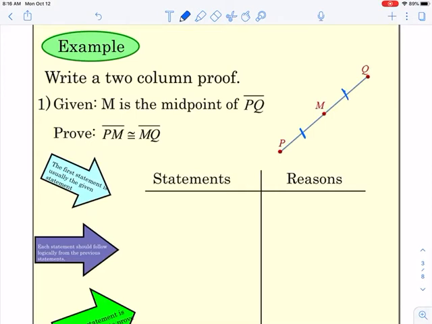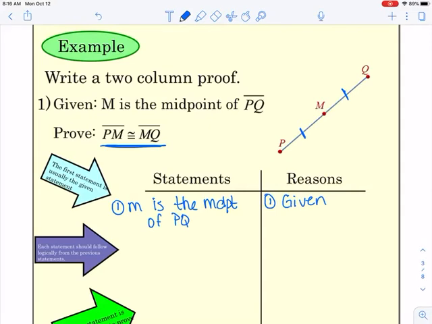So we've pretty much already shown what I want to prove. I want to prove that PM is congruent to MQ, but now we need to actually write our proof. So the first statement is usually the given statement. It's always the given statement. And what was our given? M is the midpoint of PQ. And what's the reason that we know that? It was given.